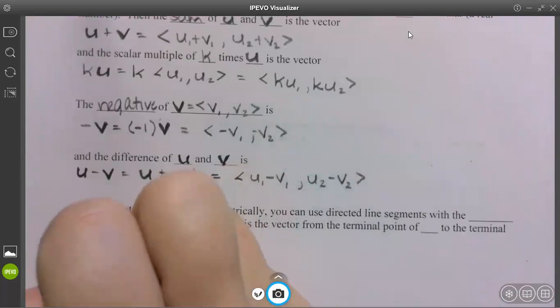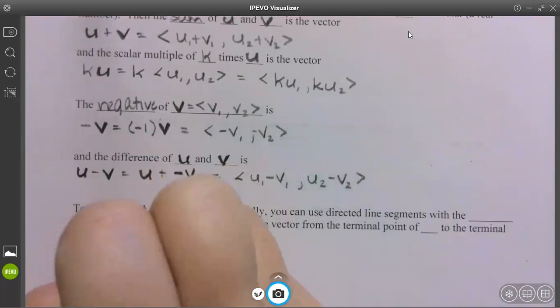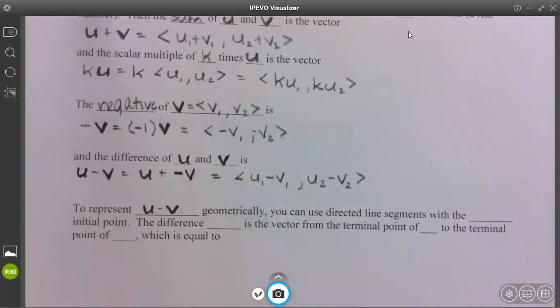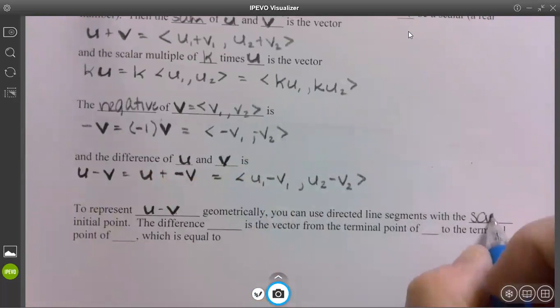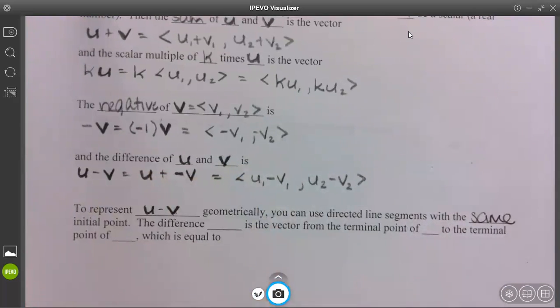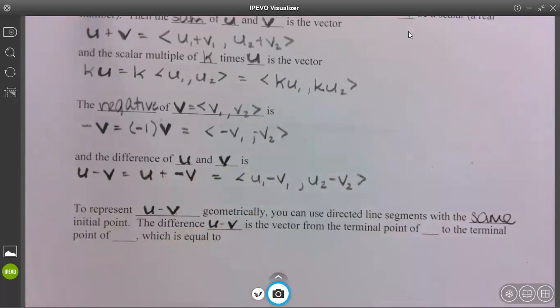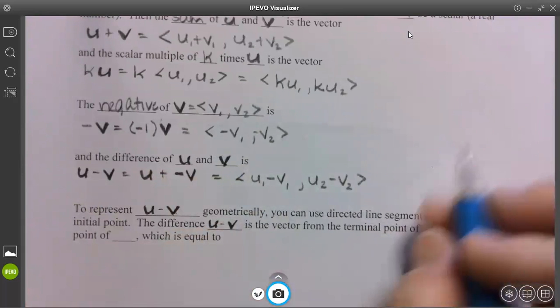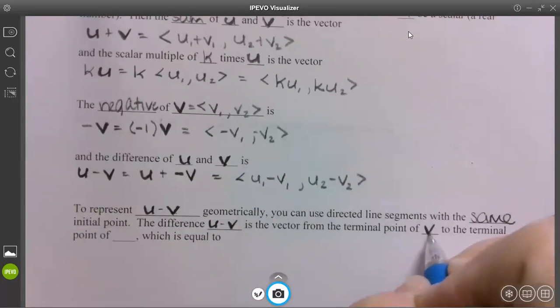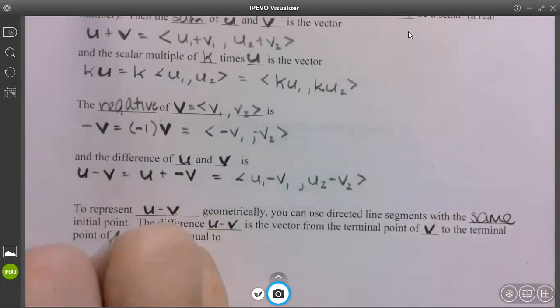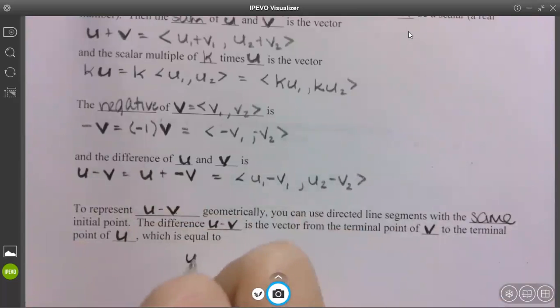To represent u minus v geometrically, you can use directed line segments with the same initial point. The difference u minus v is the vector from the terminal point of v to the terminal point of u, which is equal to u plus negative v.